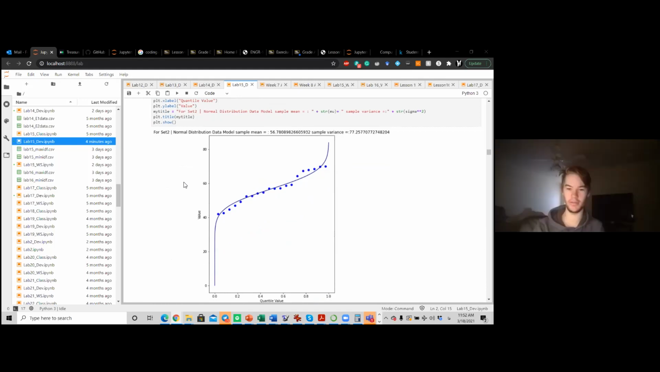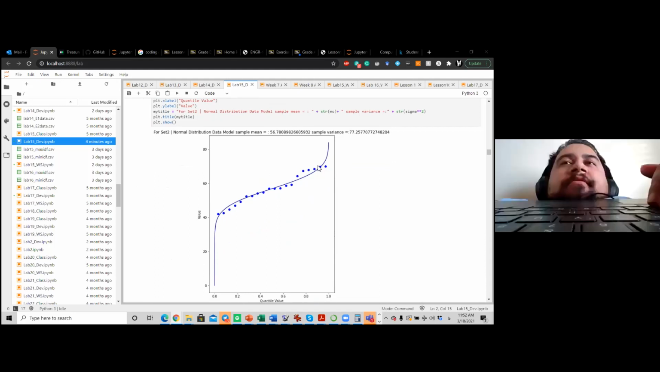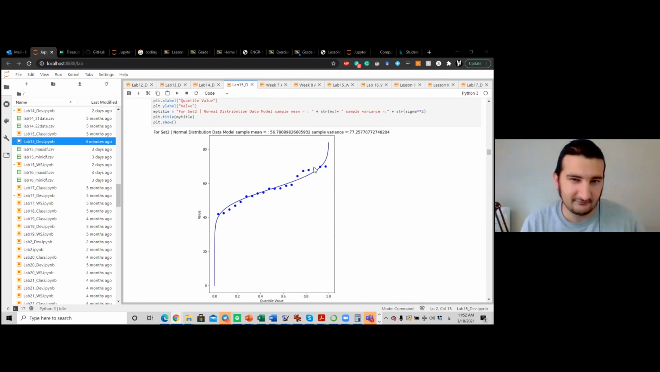Yeah, it looks better, except towards the end. I can live with that, depending on what I'm doing. Again, this part is giving us a little bit of trouble, but here it's not that bad, right?